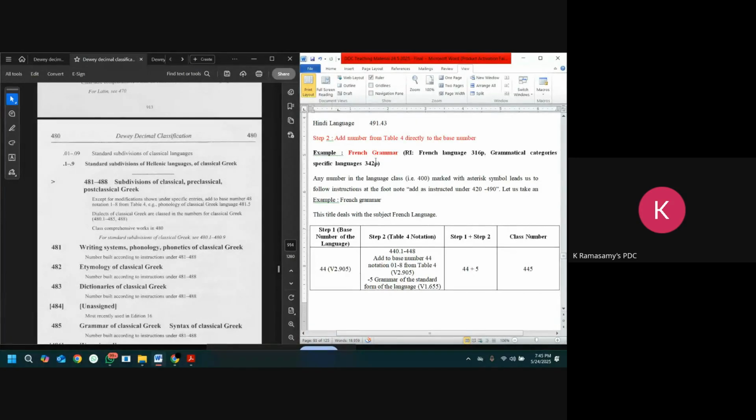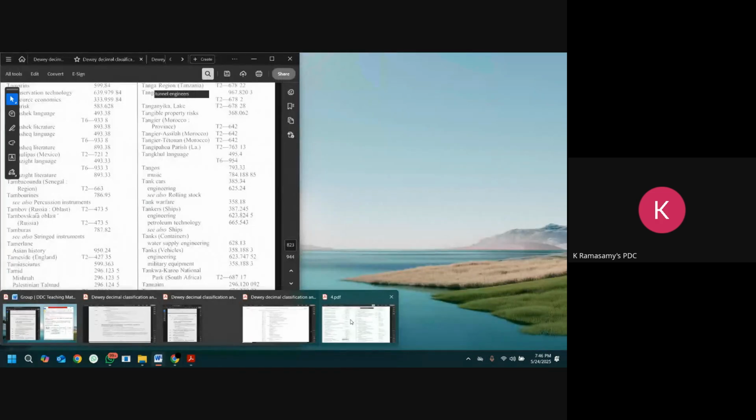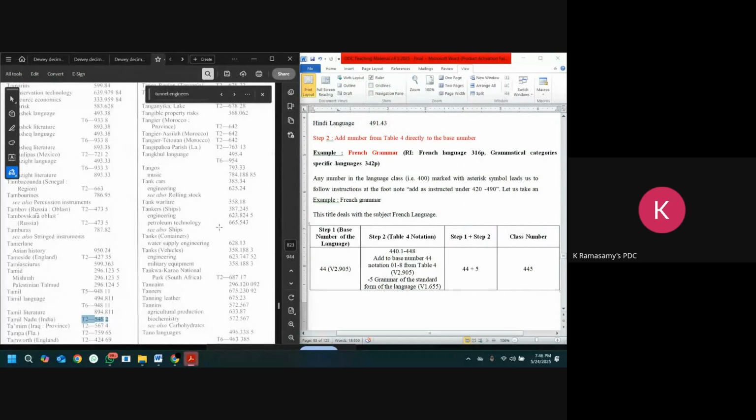I'll just show you a small example. There is a book on French grammar, for example. I need to find out what the number for French grammar is. The number for French language is taken from the main class 400. Then the number for grammar should be taken from table 4. I need to add both. How to find out? I don't know actually. So I'll go to the relative index, and find out what is the number for French language.